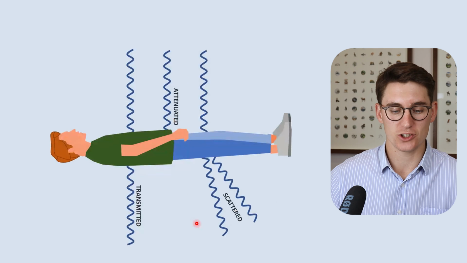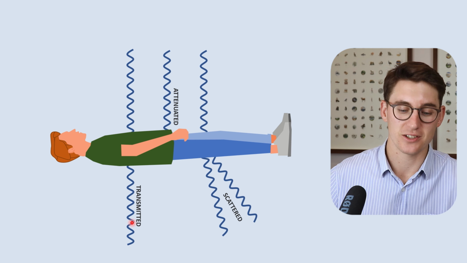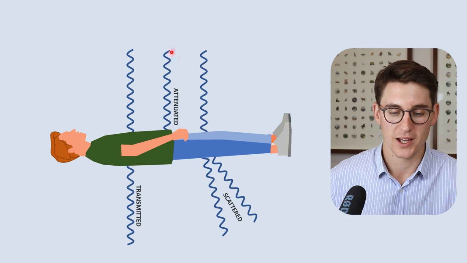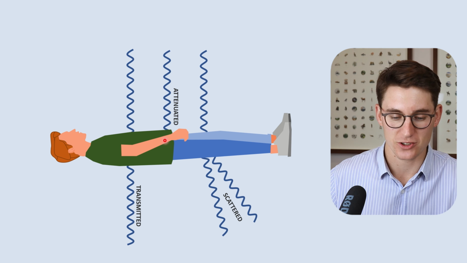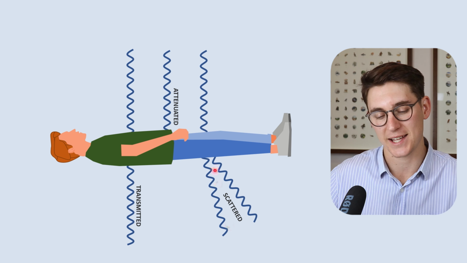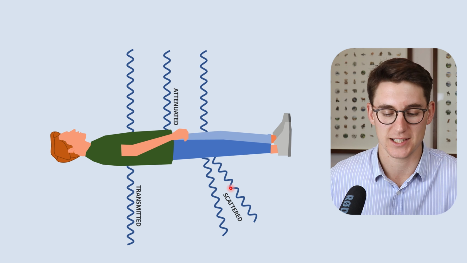So our X-rays heading towards our patient can either be transmitted through the patient, uninterrupted, no deflection in their angle. They can be attenuated by the patient. This is where the photoelectric effect occurs. Or they can be scattered via Compton scatter or Rayleigh scatter.